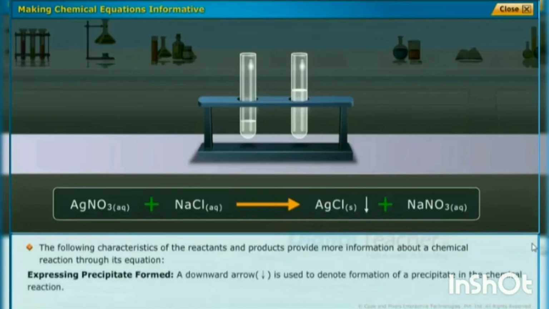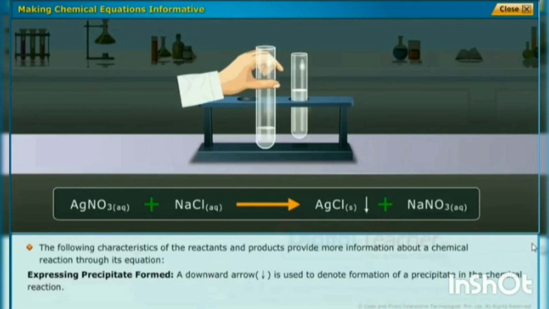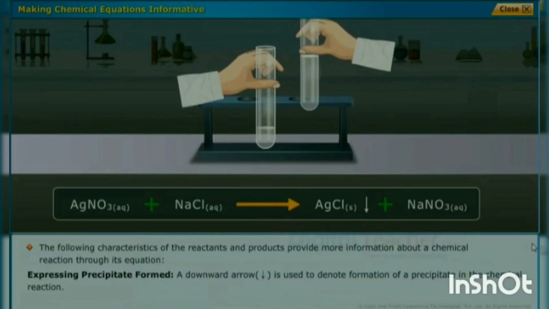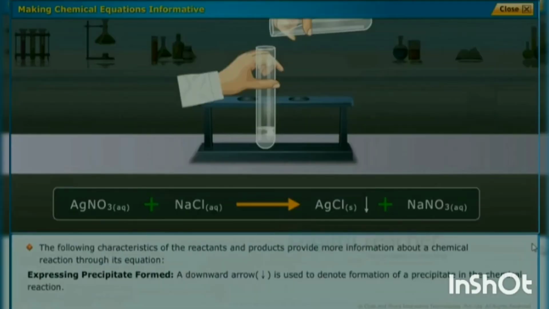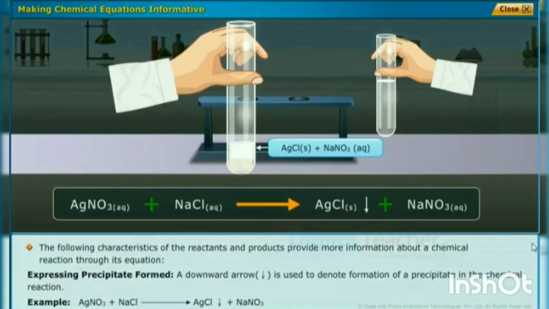As we can see over here, silver nitrate AgNO3 in its aqueous form is reacting with NaCl, sodium chloride, in aqueous state, which gives us AgCl, silver chloride, a white colored precipitate. All this information makes a chemical equation very informative, where just by looking at the chemical equation we can understand the conditions of a chemical reaction or the states of reactants as well as products.